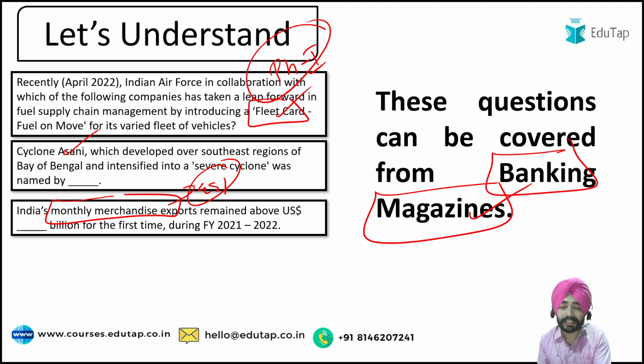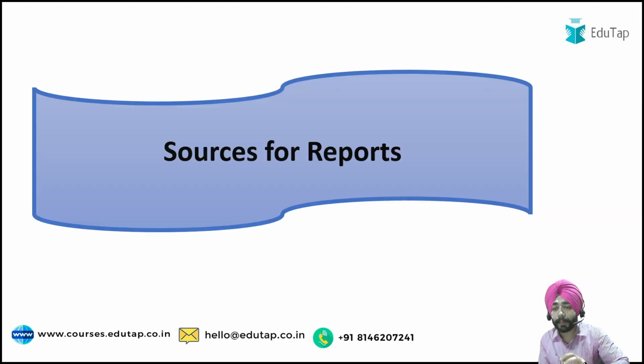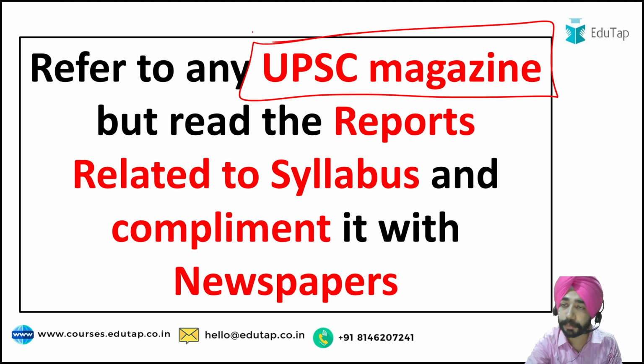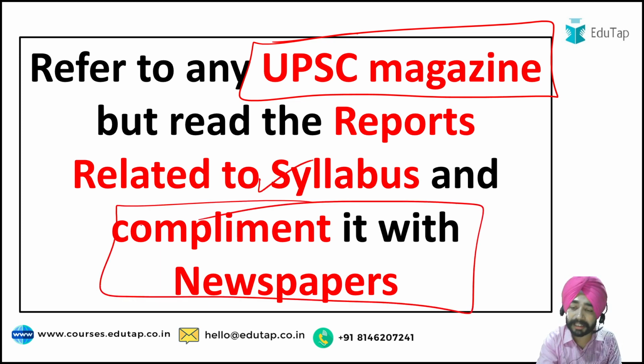Now if I talk about the second part, it is your reports. What could be the best possible source that you can utilize for reports, guys? Here banking magazines will not suffice. The one important thing I will say is you could refer to any UPSC magazine. UPSC magazines play a very important role when I talk about the report section. Two things you need to remember: it should be related to the syllabus and it should be complementary. You have to complement it with newspapers, because sometimes you will see in the UPSC magazines the data is not there, so you have to search for it. You have to at least complement it with the newspaper.